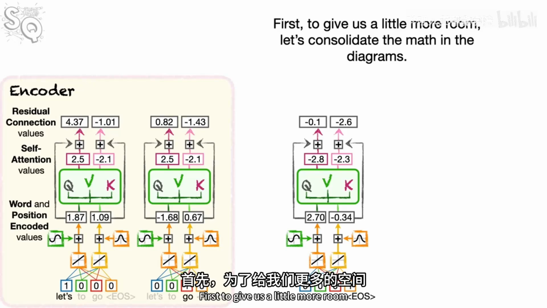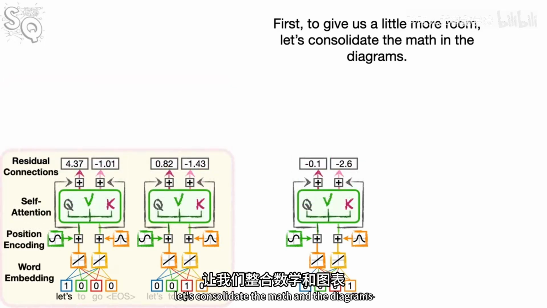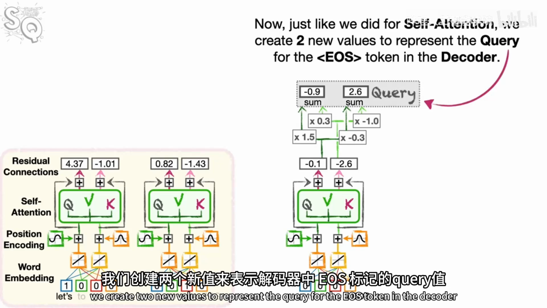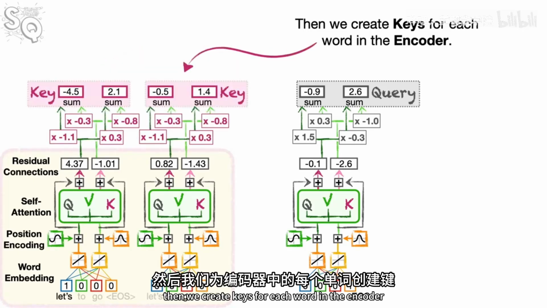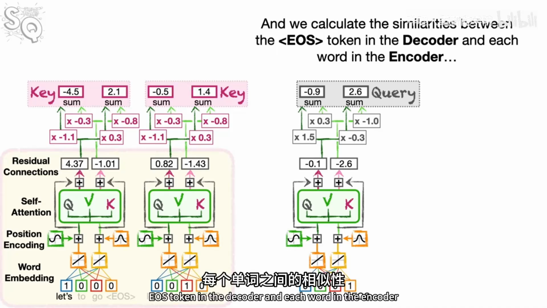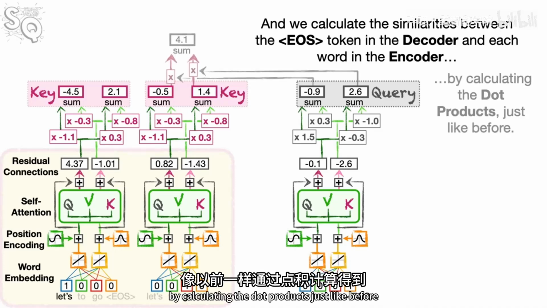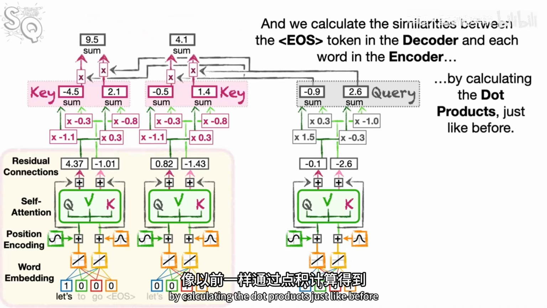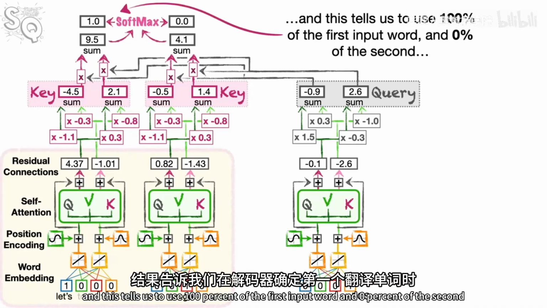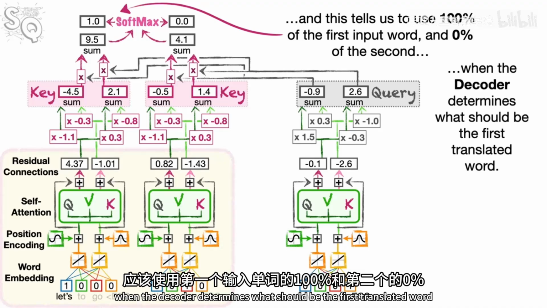First, to give us a little more room, let's consolidate the math in the diagrams. Now, just like we did for self-attention, we create two new values to represent the query for the EOS token in the decoder. Then we create keys for each word in the encoder. And we calculate the similarities between the EOS token in the decoder and each word in the encoder by calculating the dot products just like before. Then we run the similarities through a softmax function, and this tells us to use 100% of the first input word and 0% of the second when the decoder determines what should be the first translated word.